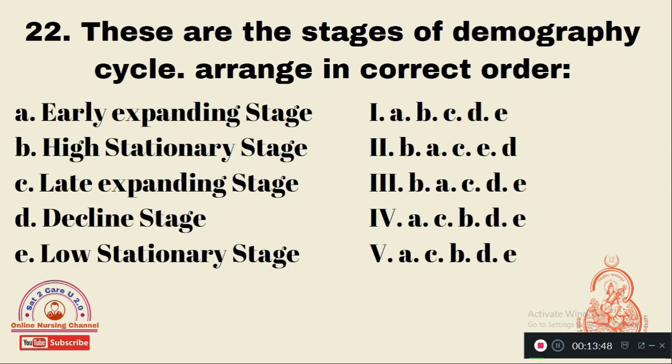Question number 22. These are the stages of the demographic cycle. Arrange them in the correct order. A, Early expanding stage. B, High stationary stage. C, Late expanding stage. D, Decline stage. And E, Low stationary stage. Option 1: A, B, C, D, E. Option 2: B, A, C, E, D. Option 3: B, A, C, D, E. Option 4: A, C, B, D, E. Option 5: A, C, B, D, E. So arrange the stages according to the demographic cycle.